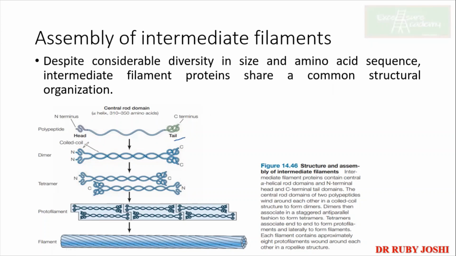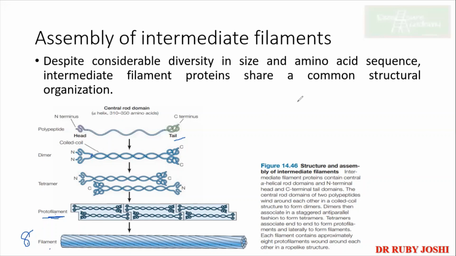So two polypeptide chains come together, they form the coiled-coil structure, forming a dimer, and then again these two come together to form a tetramer. So this is how together all these form a protofilament, right? And then together it forms a filament. Now at least 8 protofilaments are present in one filament.